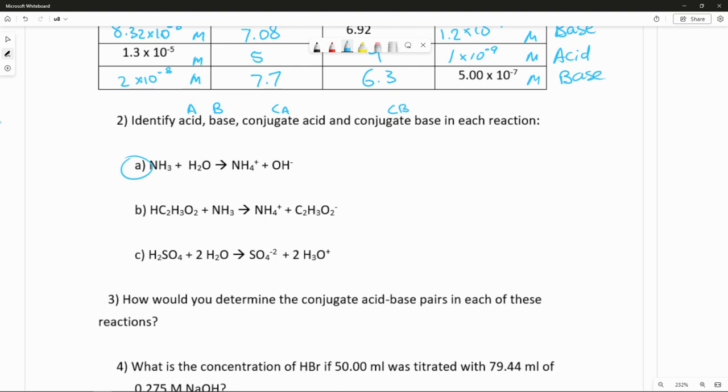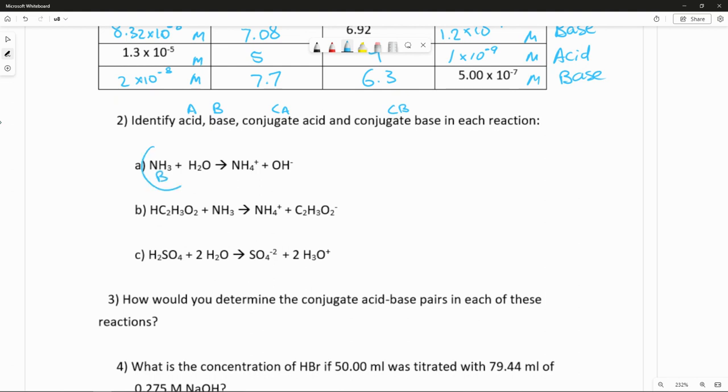Let's take a look at A. So A has NH3 plus H2O going to produce NH4 and OH. Based on this information, we can take a look at all of our compounds. NH3 becomes NH4. Based on this, we know that NH3 accepts a hydrogen, therefore making it a base.